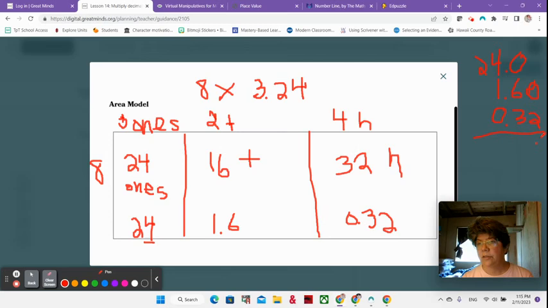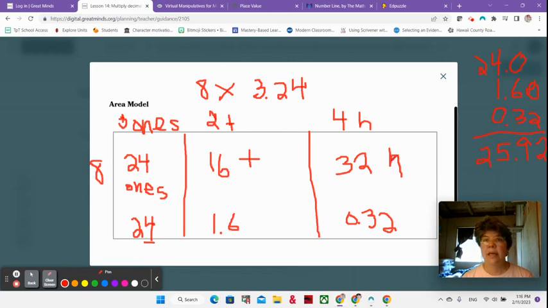And then I'm going to add it together. 2 plus 0 is 2. 6 plus 3 is 9. 4 plus 1 is 5. And 2 plus nothing is 2. So my answer is 25 and 92 hundredths. You see how I broke it apart by place value and then multiplied it.